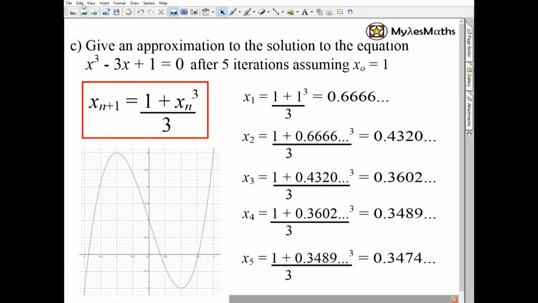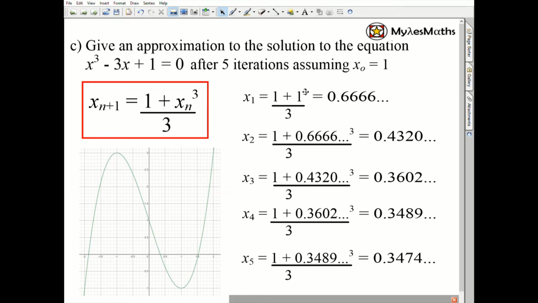I've now got to go and show that I can get a solution to my iterative formula. So I know that x0 is supposed to be 1. Here's my formula. I plug 1 into it: 1 plus 1 cubed over 3. And remember, it's just this 1 that's cubed. It's not 1 plus 1 all cubed. It's just this 1 that's cubed.